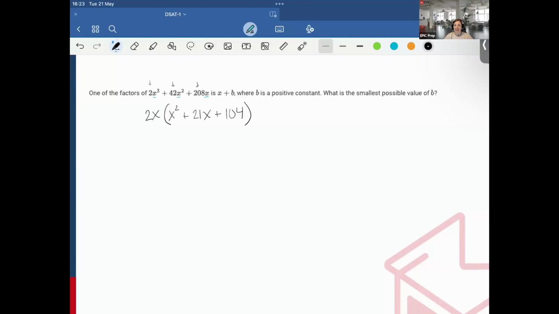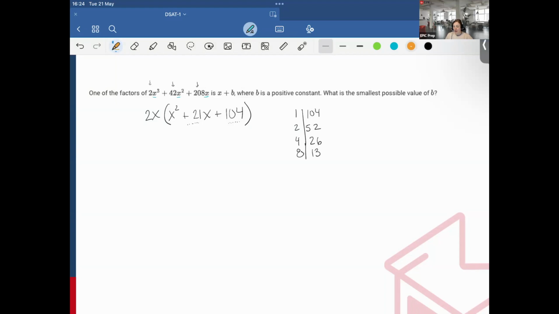Okay, so here I just need to factor out the quadratic basically. And remember what you can do is look for the factors of 104. So two numbers that when I multiply them will give me 104, and when I add or subtract them will give me the b value of 21. So let's list out all the factors of 104, which is 1 times 104, 2 times 52, 4 times 26, and also 8 times 13 is 104.